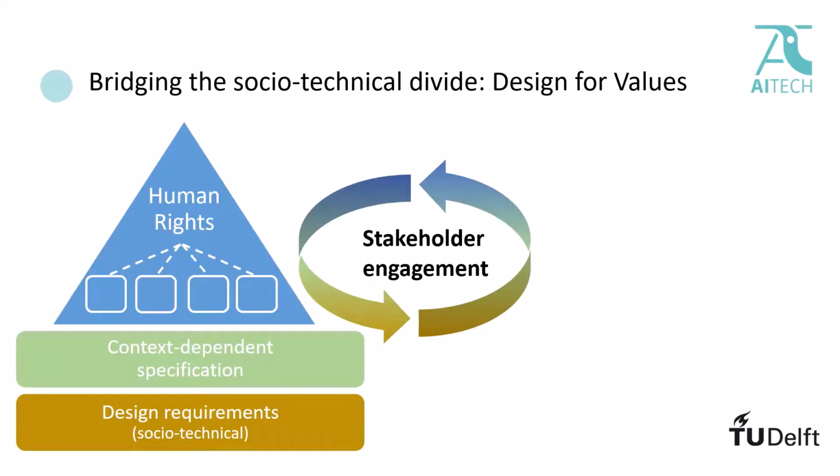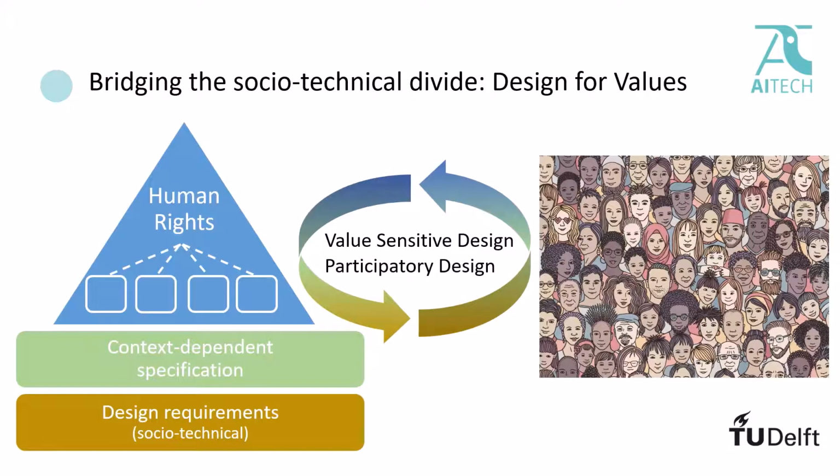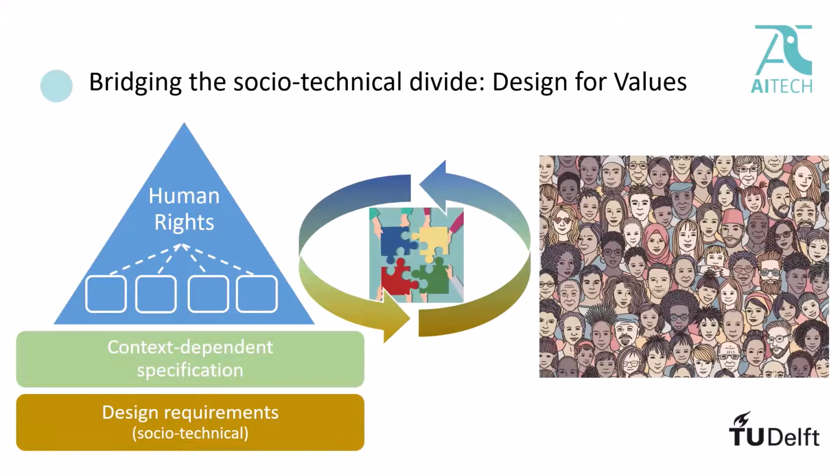Our roadmap bridges this socio-technical divide through the framework of design for values, drawing on methodologies of value-sensitive design and participatory design. Design for values refers to the explicit translation of moral and social values into context-dependent design requirements. Bringing the societal context into play is done through empirical research and proactive involvement of societal stakeholders affected by the technology throughout the design process. This calls for multidisciplinary collaboration, where social scientists, engineers, and designers work together.